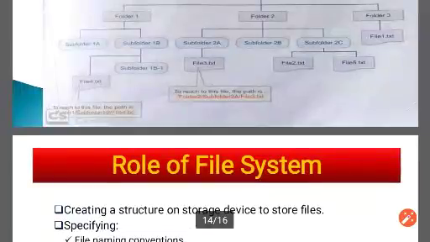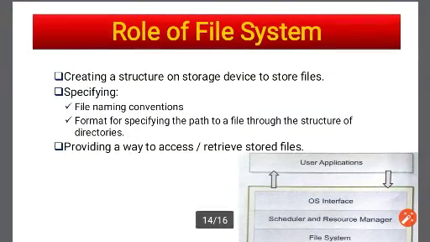Now moving to the role of the file system. I hope it is already clear that it makes your keeping of records very easy and organized. So how does it work? First, it creates the structure of the storage device to store the files, which is very important. And very importantly, it helps to name the files. So file naming conventions are very important. Then the format for specifying the path. And at last, it provides a way to access and retrieve the stored files.